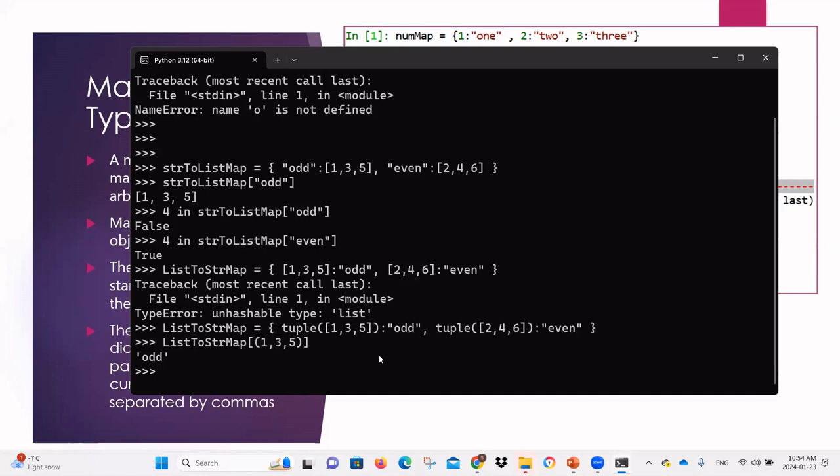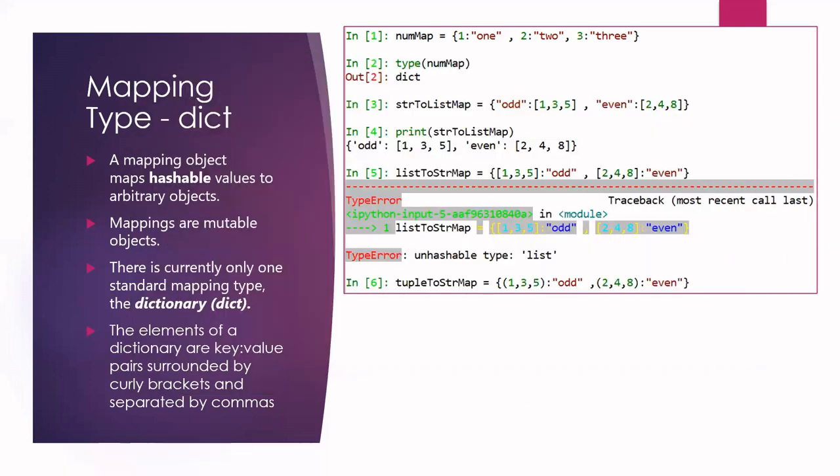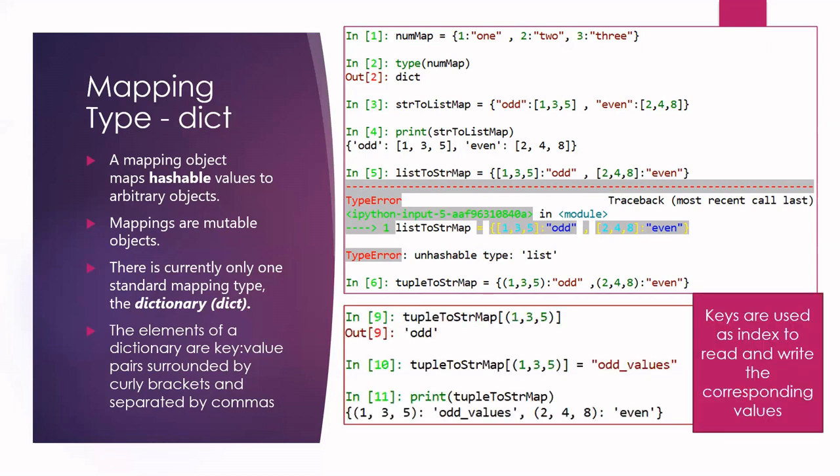Okay. All right, so now we know how to create a dictionary. Now we can use the keys as the index.